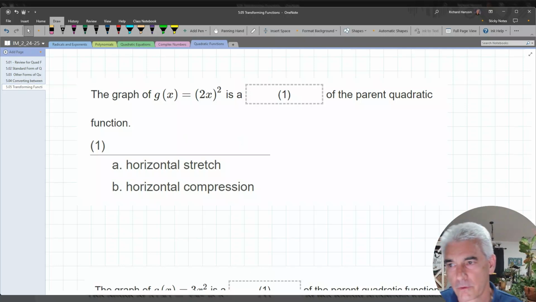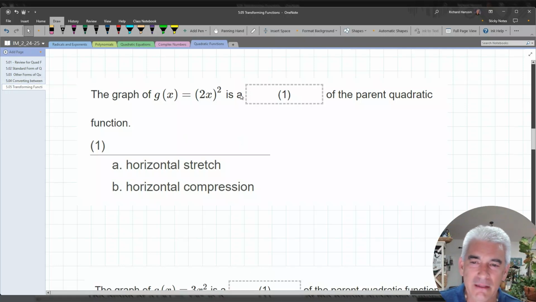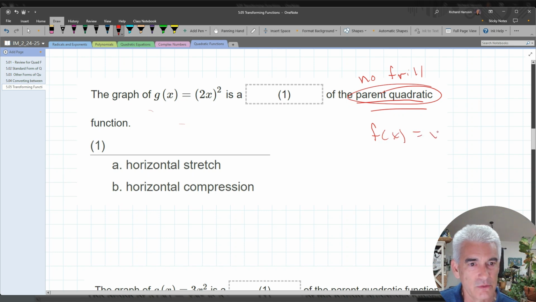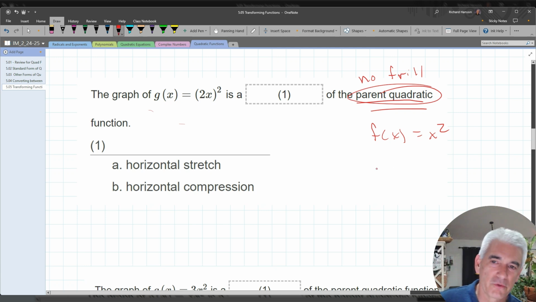Okay, last part for 5.05. You're going to get a lot of questions that look like this. They talk about a parent quadratic or a parent function or parent graph. So the parent function, I like to think of it as no frills, the most basic type of function. So for a quadratic, the parent function is f of x equals x squared, the one most basic parabola. Vertex at 0, 0, opening upward, normal steepness.